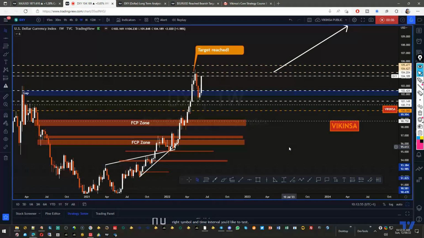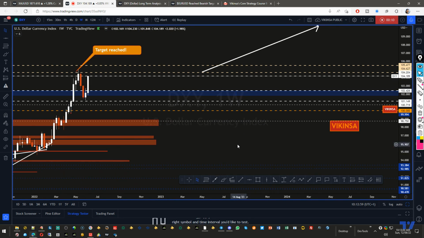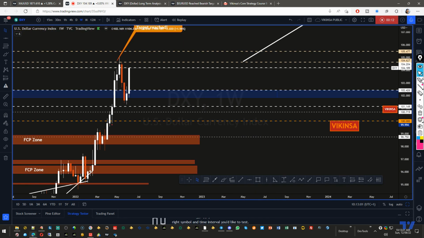The last time we spoke about the dollar was around here, when the market was falling down. This is what I mentioned in my previous analysis: the market could be heading towards one of these levels, a structure zone, and we were looking for a bounce up.